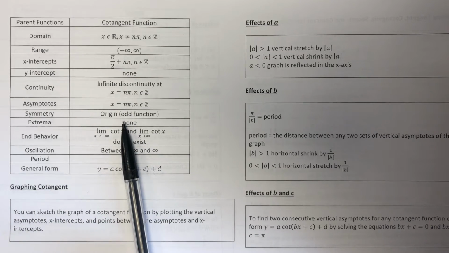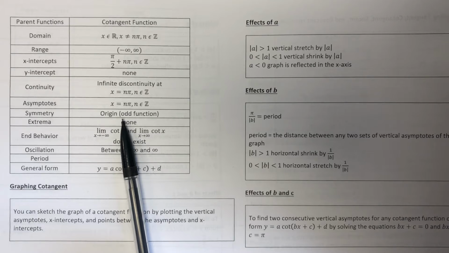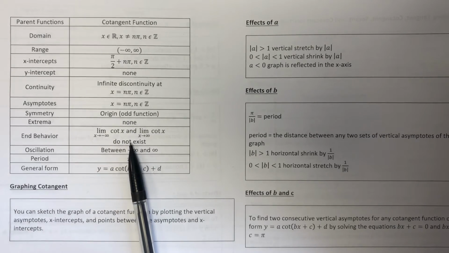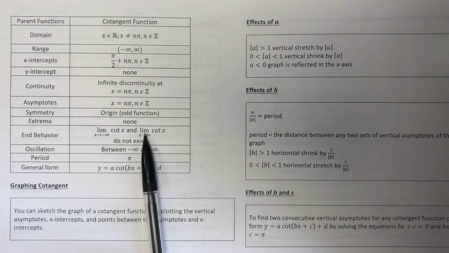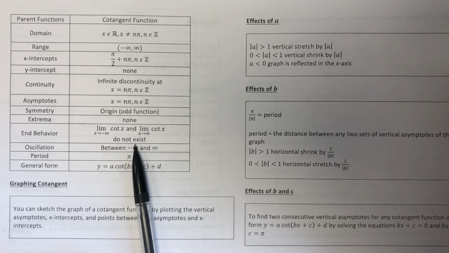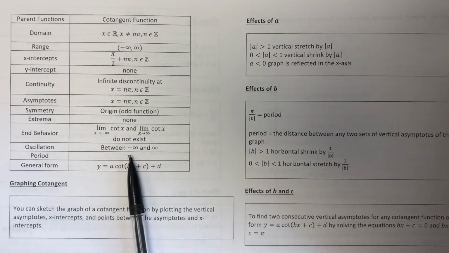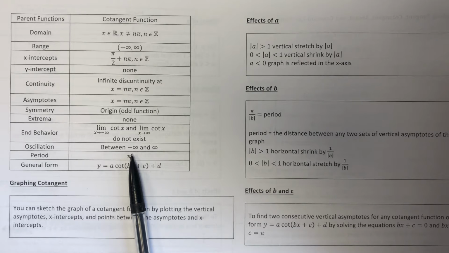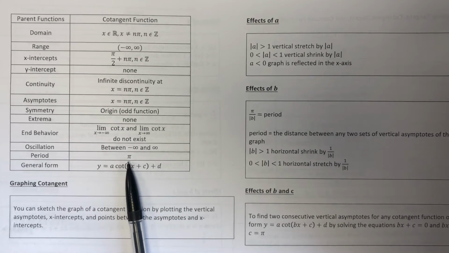It is still considered an odd function. It is symmetrical about the origin. Again, we have no end behavior because it's going to infinity and negative infinity. It oscillates between negative infinity and positive infinity. The period is still pi, just like tangent.